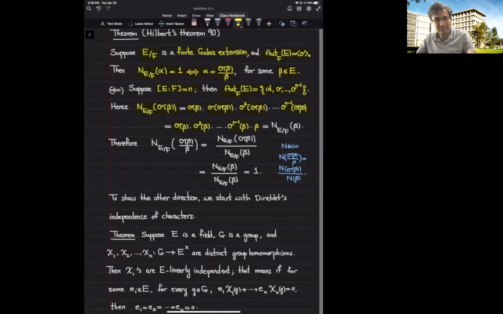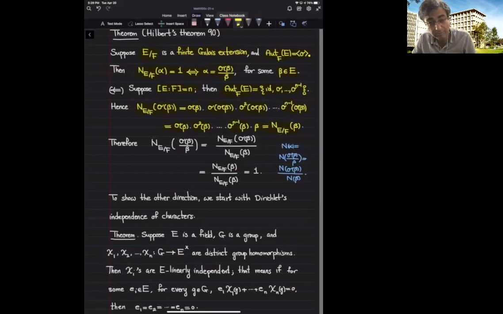So as you can see, I'm just rotating the terms of this group applied to beta. The product doesn't change. After all, these are elements of a field, and a field is commutative, so I can reorder the terms. I can put beta at the beginning, and that gives me norm of beta. So altogether, we show that norm of sigma of beta is the same as norm of beta.